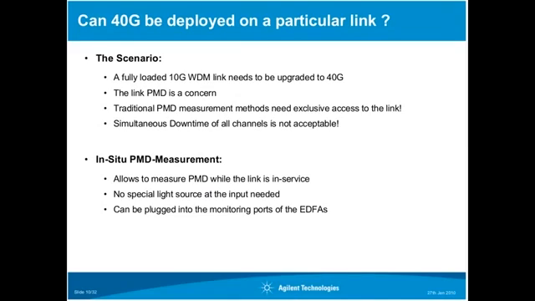The scenario basically is you have a fully loaded 10 gigabit WDM link, and this link needs to be upgraded to 40G. The reason why it needs to be upgraded is because it's full, right? So you probably earn a lot of money with the 10 gigabit traffic, and you have to increase the capacity. If PMD is a concern for you, then you want to measure this link. But what you don't want is to turn off this link just for doing this measurement, because if you turn off all these, let's say, 40 or 80 channels, then this will cost you a lot of money.